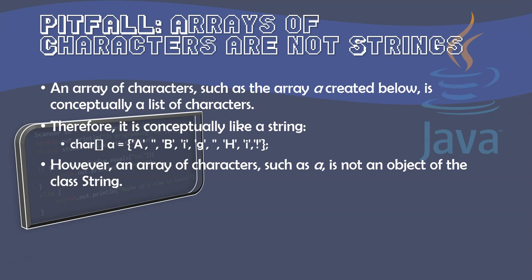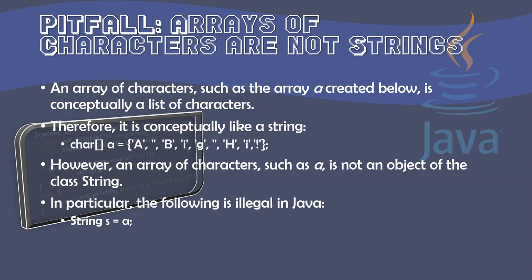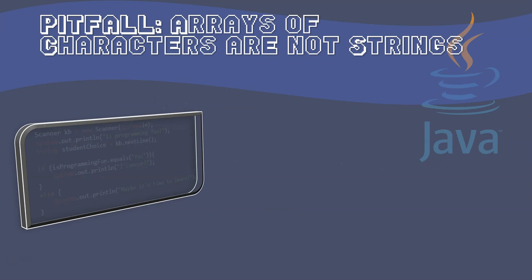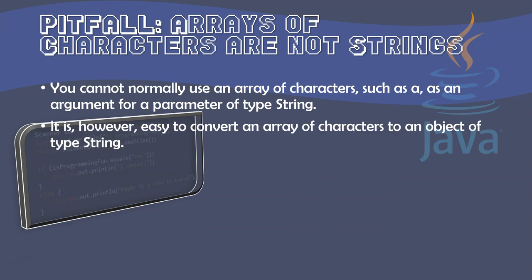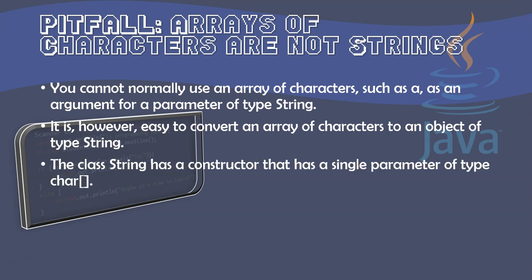Even though a string is really, in Java, an array of characters, it is not the exact same thing. So if we were to say, for example, String s equals A, we would get an error because it is not a one-to-one conversion. Now, you cannot normally use an array of characters, such as A, as an argument for a parameter of type String. It is easy, however, to convert that array of characters to an object of type String.